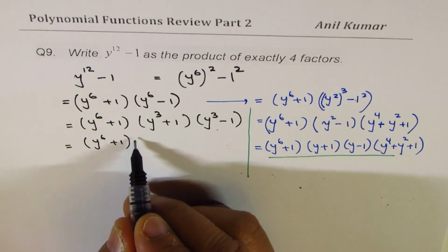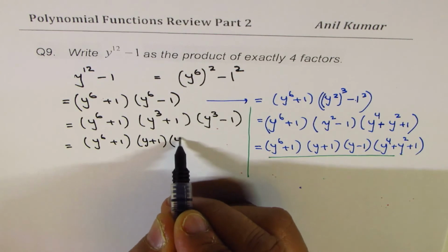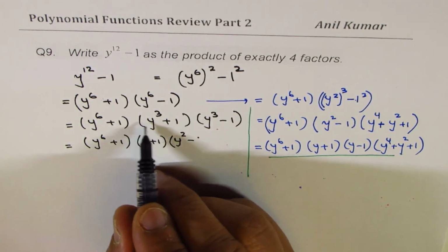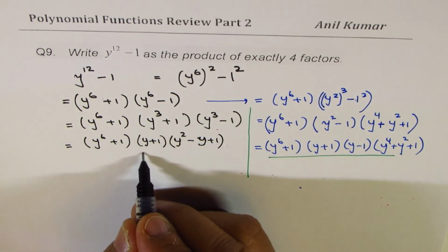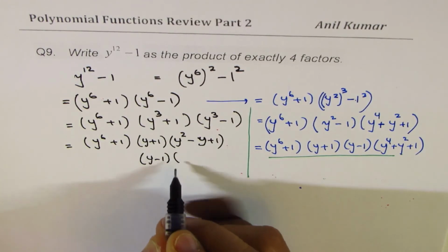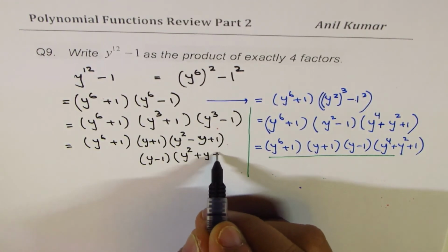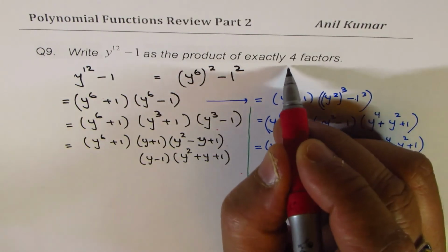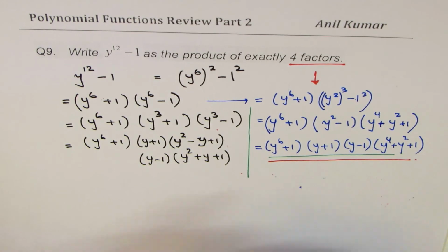So here I could have got y plus 1 times y square minus y plus 1, and this also gets factored. So I could have written this as y minus 1 times y square plus y plus 1. So the required solution here definitely is the second part, this case. So this is the required solution, right?